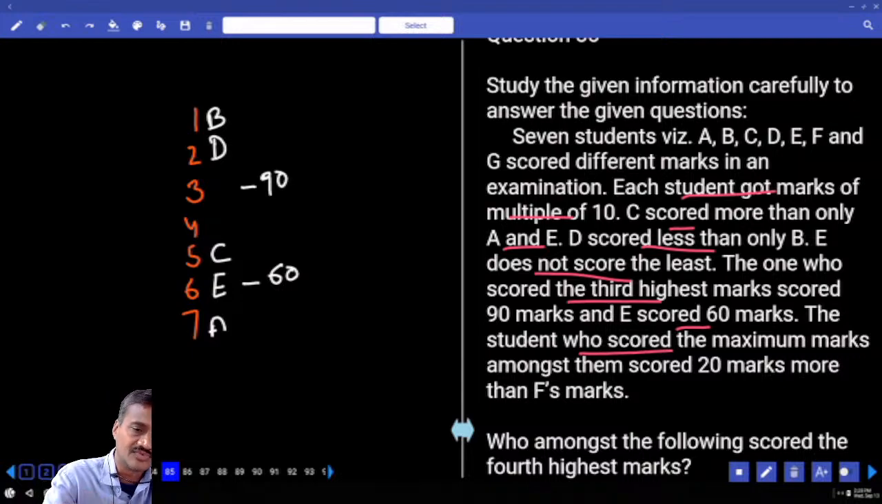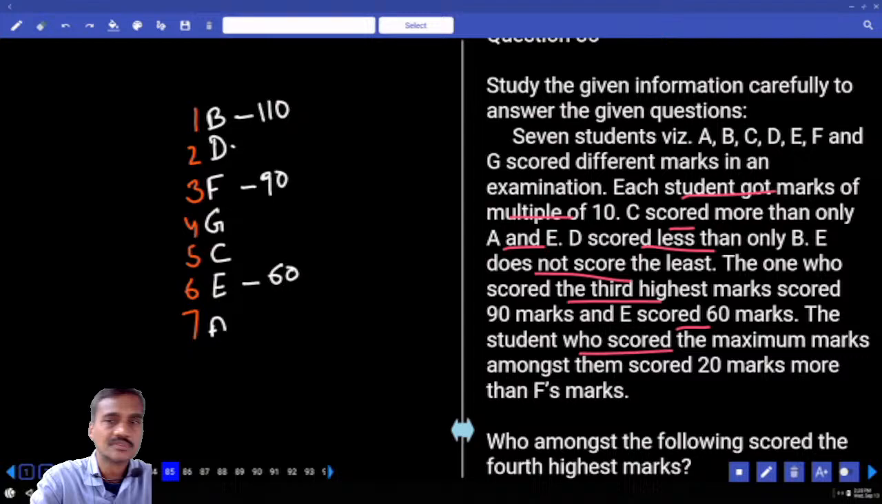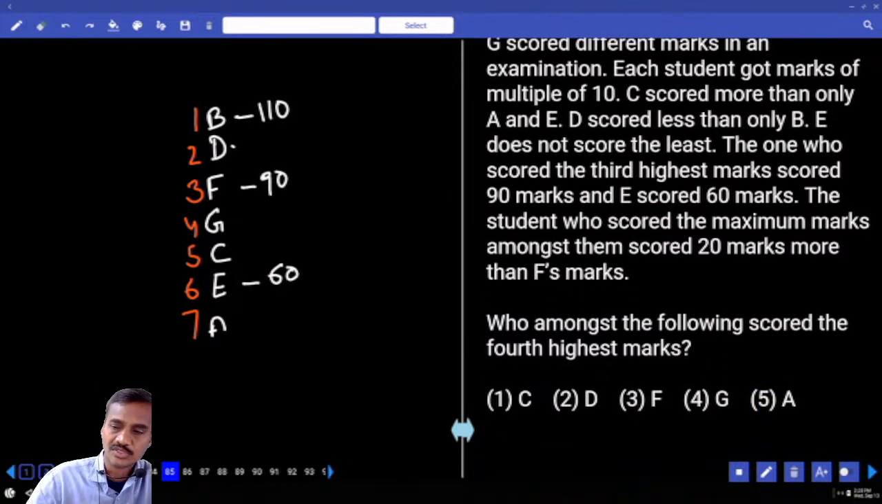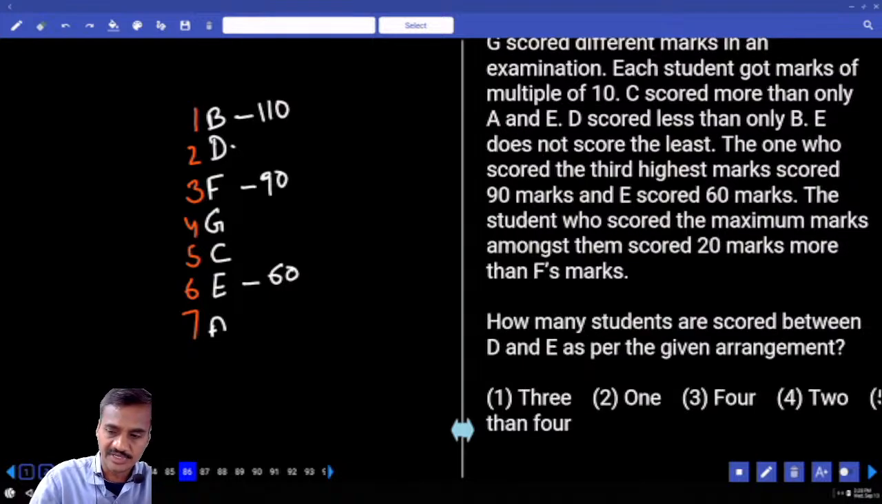Now here the difference between these elements is how much? And 10, 10, 10, isn't it? Hence this must be F. Now this person has scored 20 more than, that is 110. And who is the person after here? And one more person, A, B, C, D, G is the person left. Clear? Highest has scored 20 more than this one. The next one. And who among the following scored the fourth highest? Fourth highest, that is G, choice 4, question number 85.